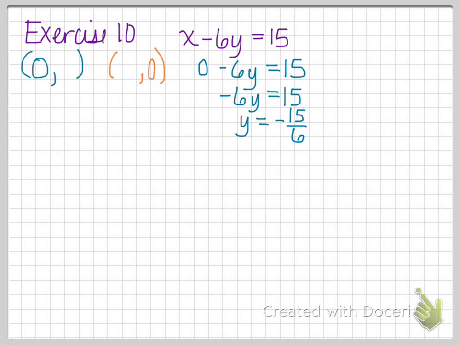And so for the x-intercept, we're going to set y equal to 0. So we'll get x minus 6 times 0 is equal to 15. So this simplifies, since 6 times 0 is 0, x equals 15. So the point 15, 0 is on the graph, and the point 0, negative 15 sixths is on the graph.